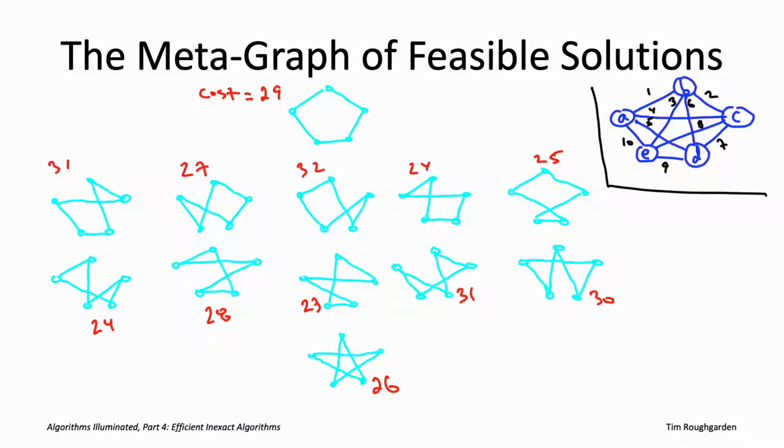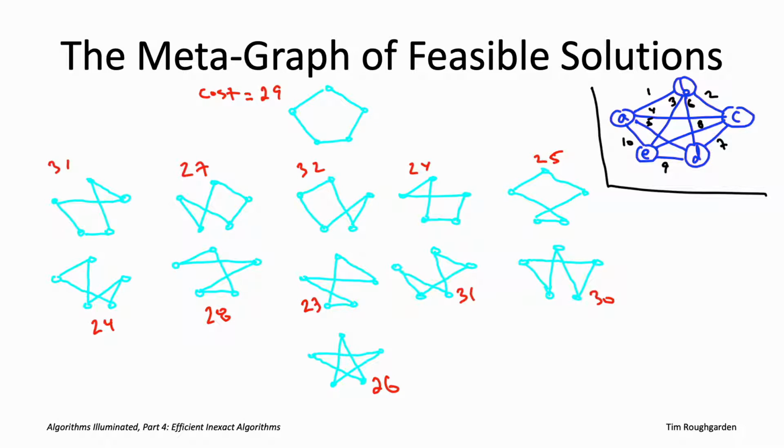So finally, let me tell you about the edges of the metagraph. So the edges of the metagraph will correspond to 2-changes. So in other words, 2 tours of the metagraph will be connected by an edge of the metagraph if and only if you can get from one to the other using a 2-change. Equivalently, 2 tours are connected if they share 3 out of their 5 edges.